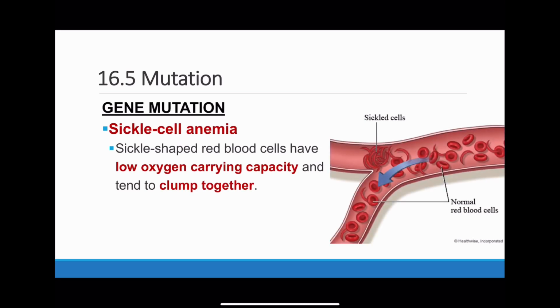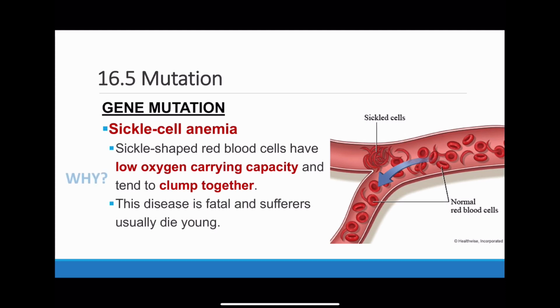So in this diagram, you will see that the normal red blood cells, the biconcave ones, are able to move very freely and easily throughout the entire blood capillary. But the sickle cells tend to clump together. And of course, when they clump together, they result in blood clots, which can affect the patient, and they usually die young. But it's good to understand why exactly they have low oxygen carrying capacity, and why they clump together. So to understand this, let's take a look at a video to have more info about this entire condition.